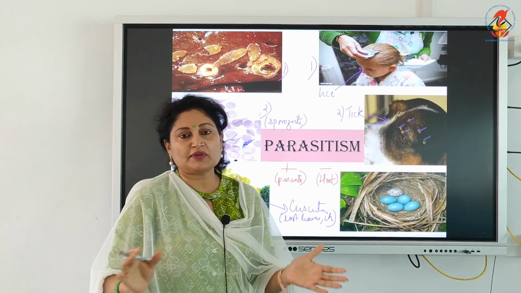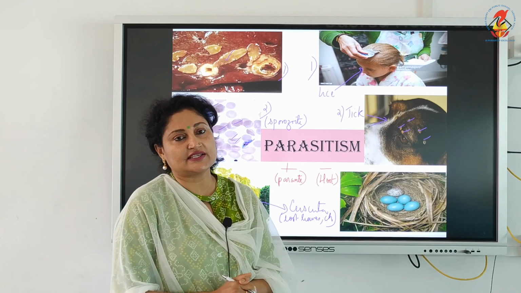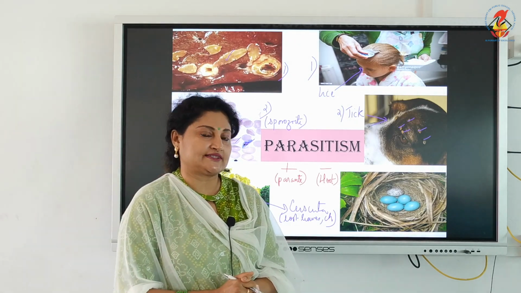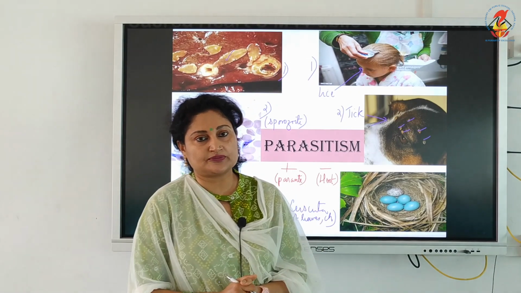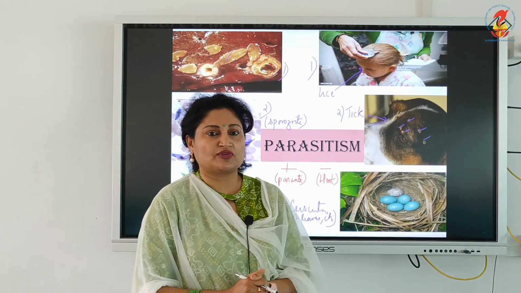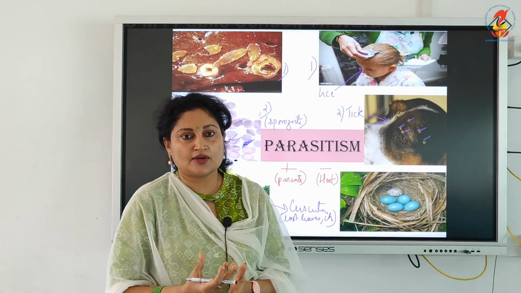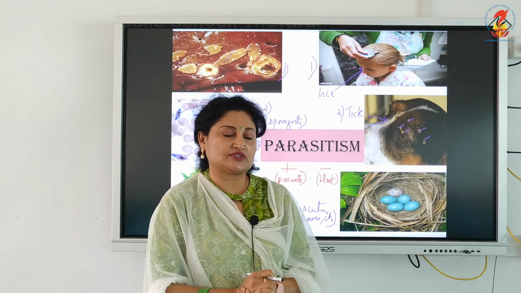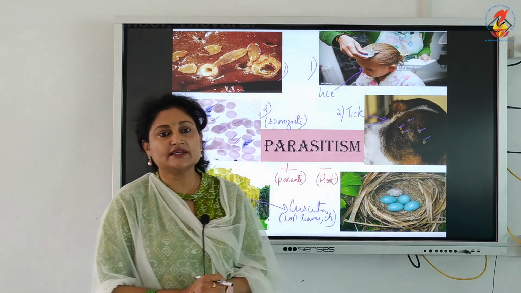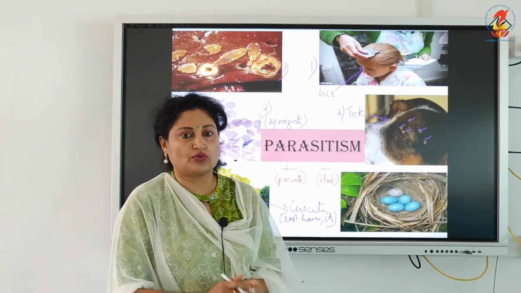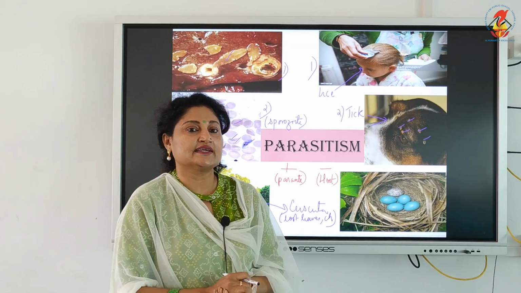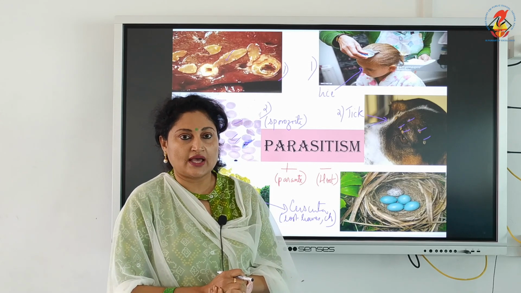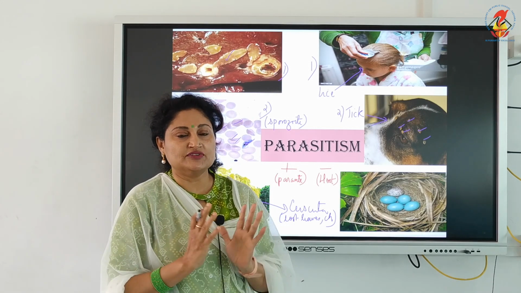Now in parasitism, I am winding up with a very fascinating example, brood parasitism. You must have observed the cuckoo and the crow association. The cuckoo is famous for its voice, but it's also famous for something else. It's a lazy bird. It does not build a nest of its own. When it's time to lay eggs, it lays its egg in the nest of a crow, and it drops its egg and leaves the place.